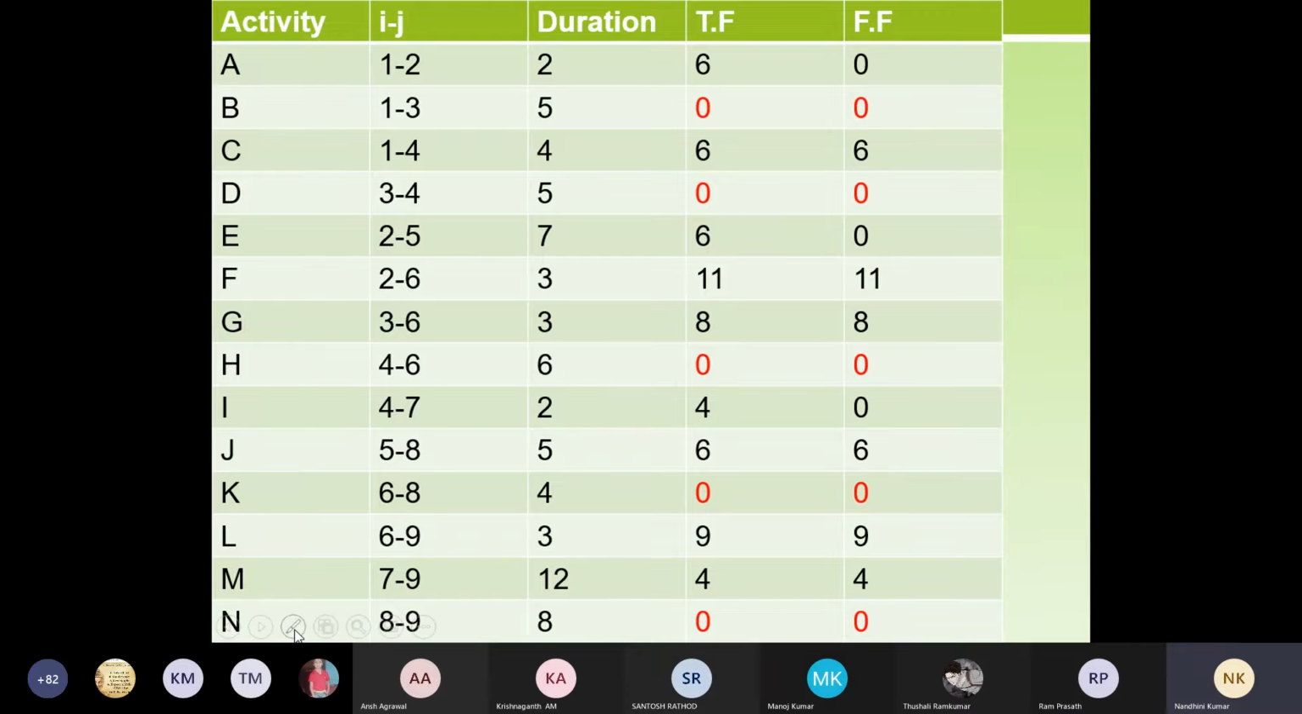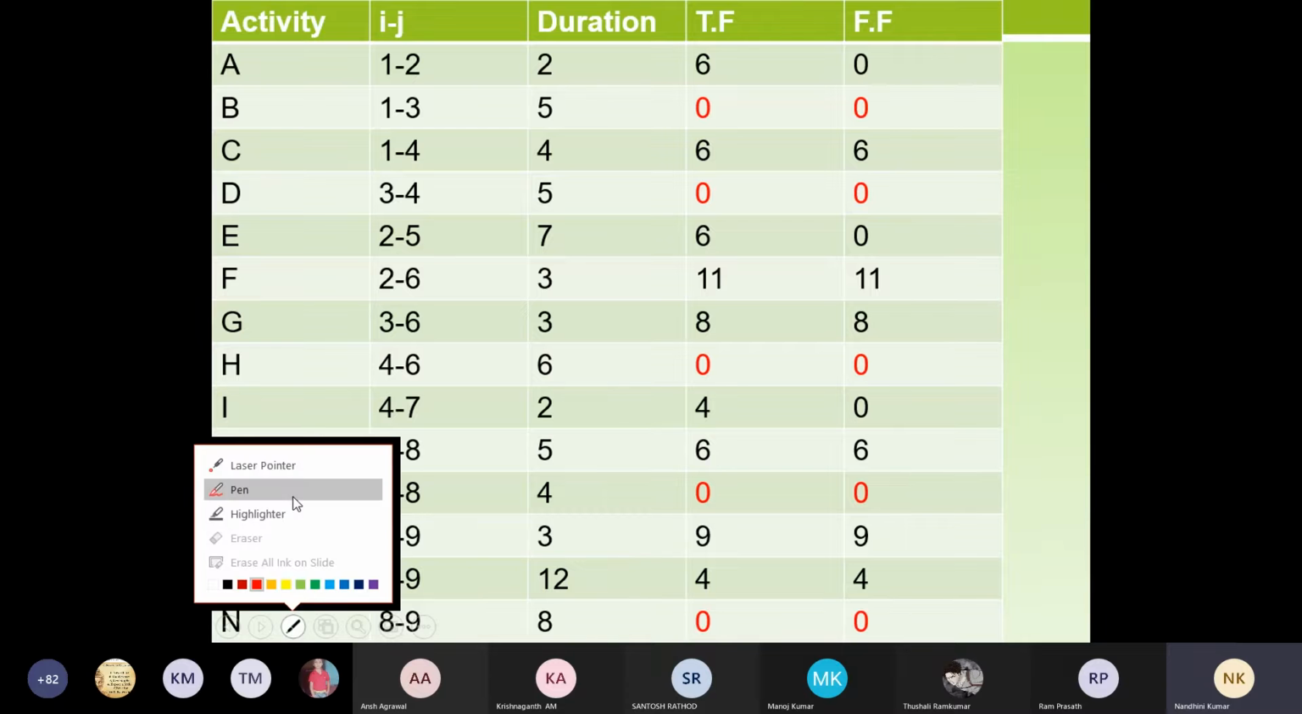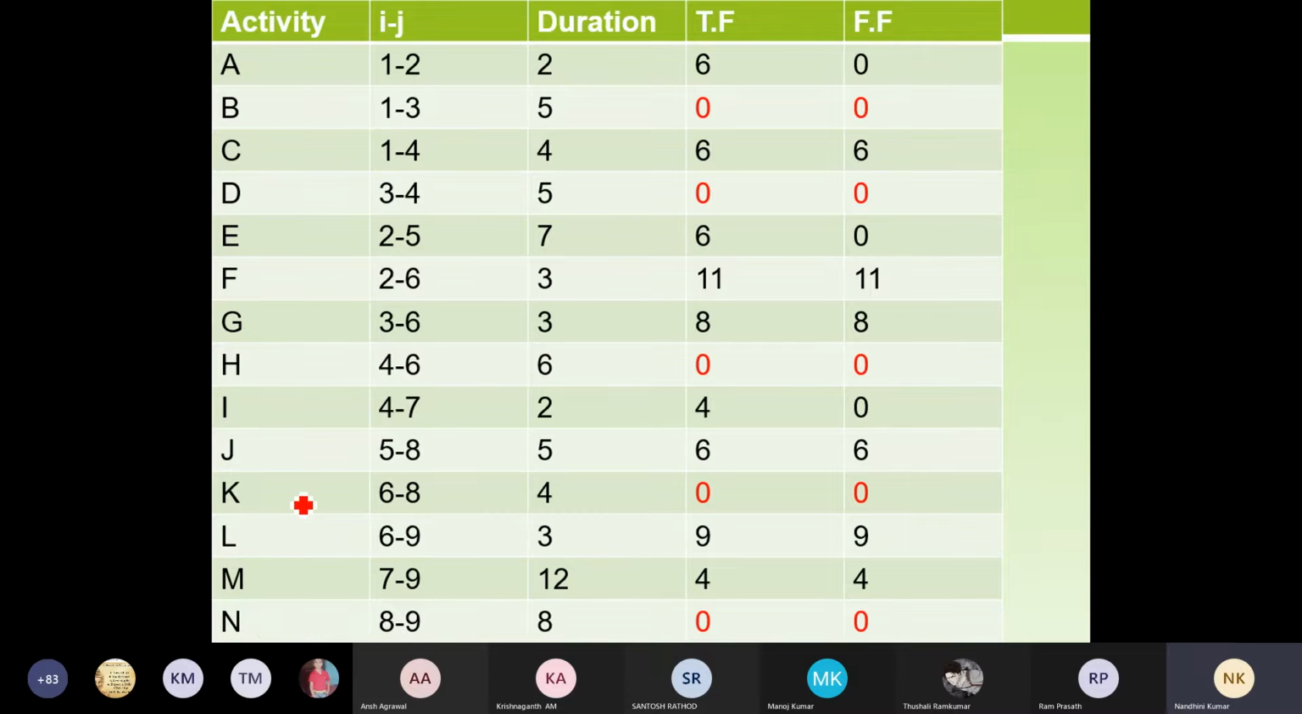I'm getting the same answer. You're getting the same? Okay, fine, then it's okay. If any one of you is getting a different answer, let me know. Was this problem simple to work out? Yes, ma'am. Okay, so this is how you calculate your total float and free float.